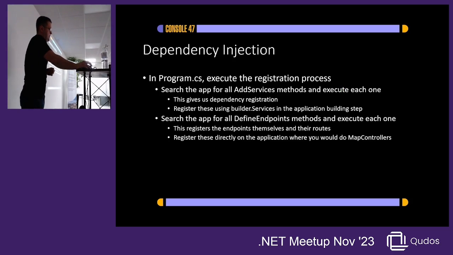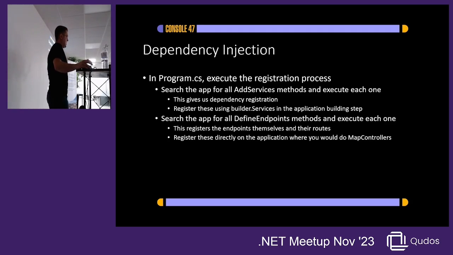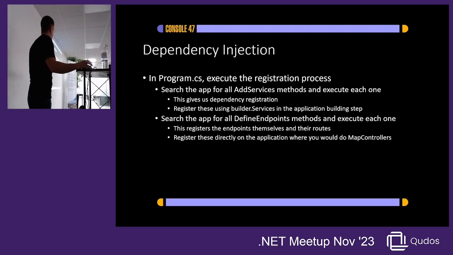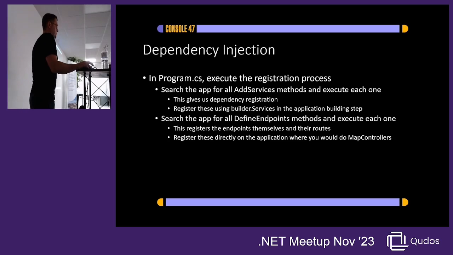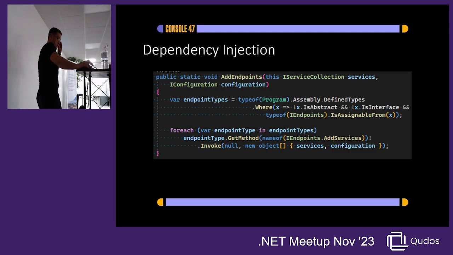So that's all well and good. We've created the add services and the define endpoints, but we haven't actually called those methods anywhere. So they're just sitting there uncalled, so that's no good. We need to solve that. The way we're going to do it is we're going to do a search, basically, through the app to find anything that implements endpoints and then register it. I'm going to do that now.